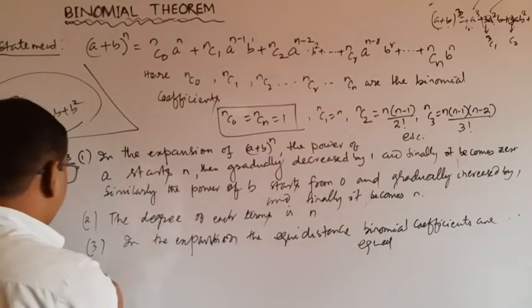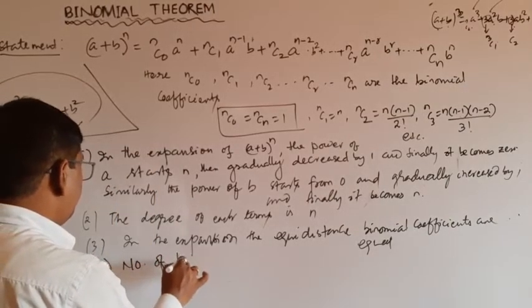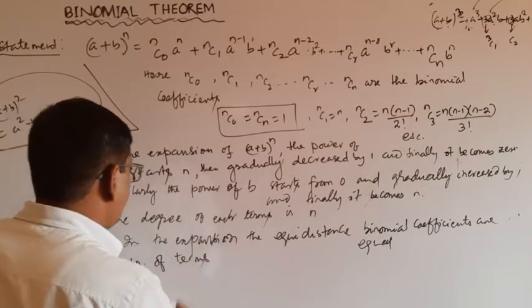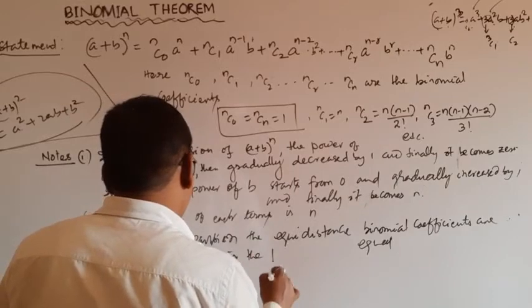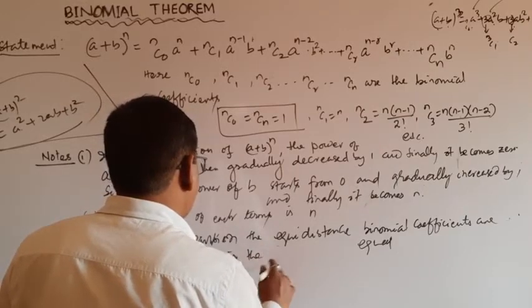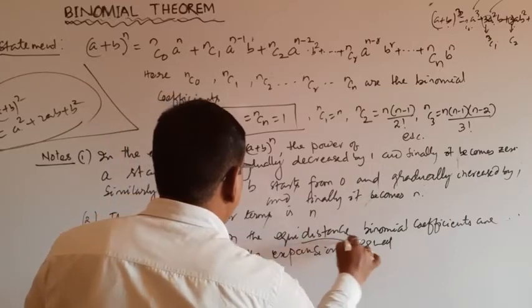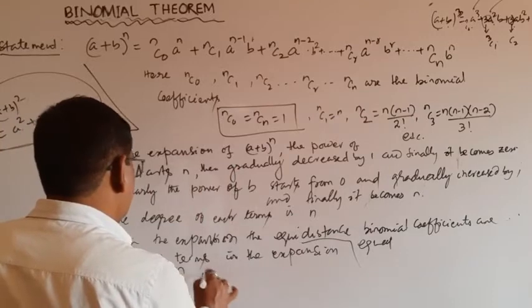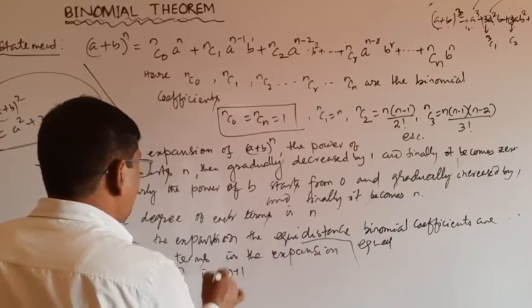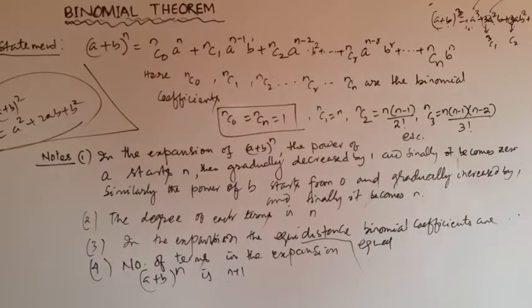Number of terms in the expansion of (a plus b) whole to the power n is n plus 1. Number of terms is what? n plus 1.